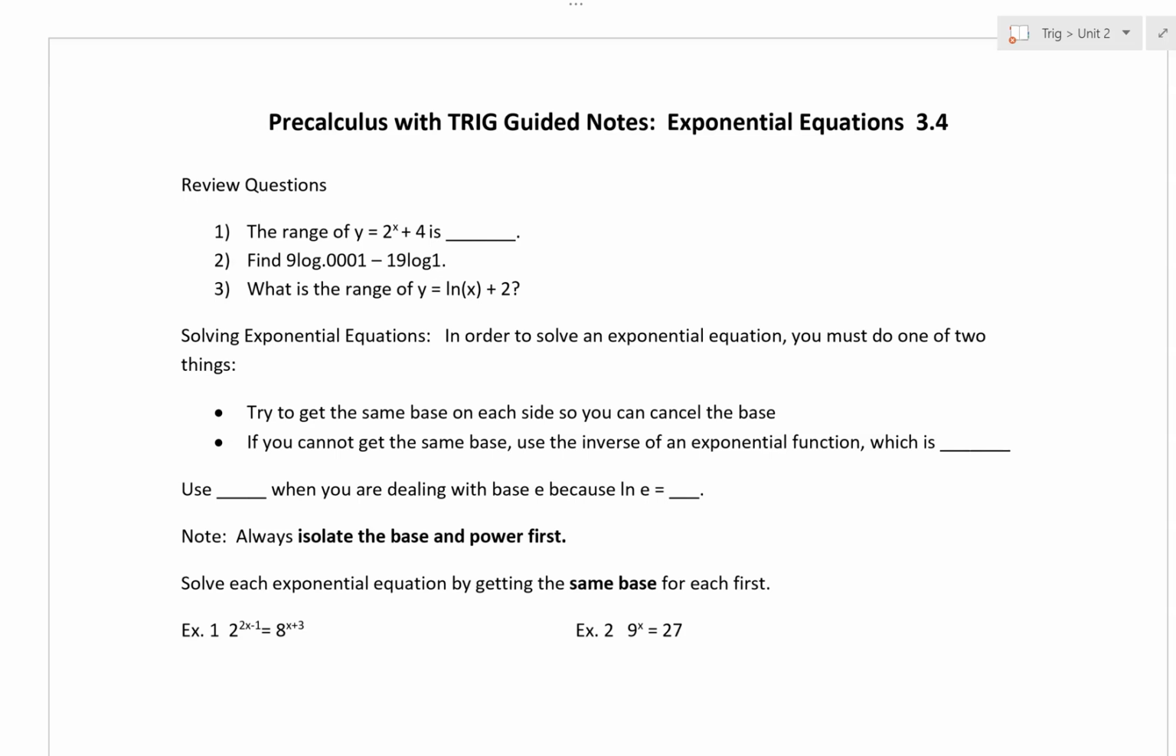All right, hi guys. Welcome to 3.4 notes. Our notes today, we're going to be talking about exponential equations.